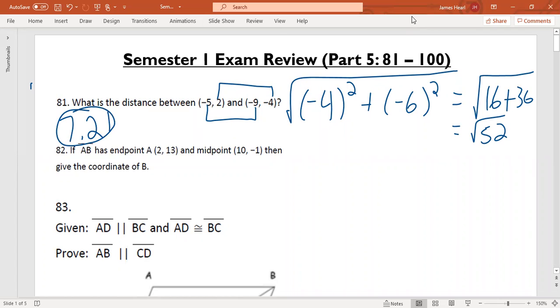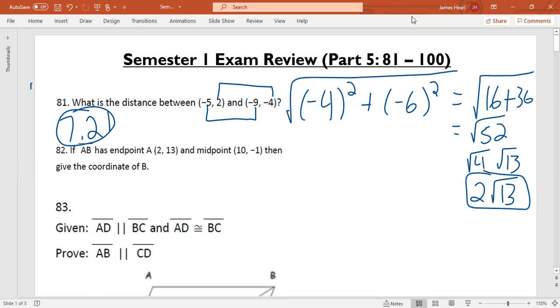If you're asked to give the exact radical answer, we can factor the perfect square 4 out and turn this into the square root of 4 times the square root of 13 to make the exact form 2 square roots of 13. Just depends which version of the answer you're asked for, the decimal approximation or the exact perfect answer.